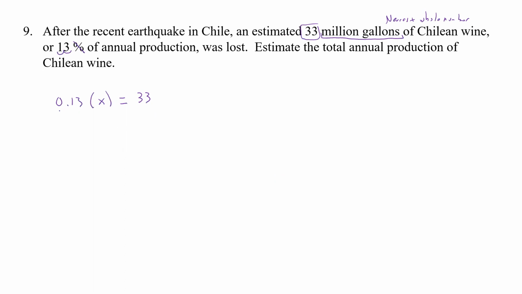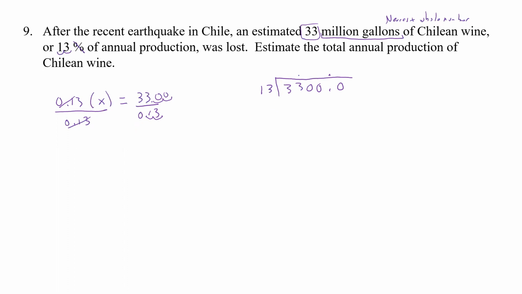So how do we solve this one? Well, just like we've been doing, we divide by 0.13 on both sides. So those cancel. Now here we can't divide by a decimal, so we have to move 2 places here. So we move 2 places here, and we're going to take 13 into 3300 point, and then we only have to go 1 decimal because that will round to the nearest whole number, because that's going to be the number of millions of gallons.